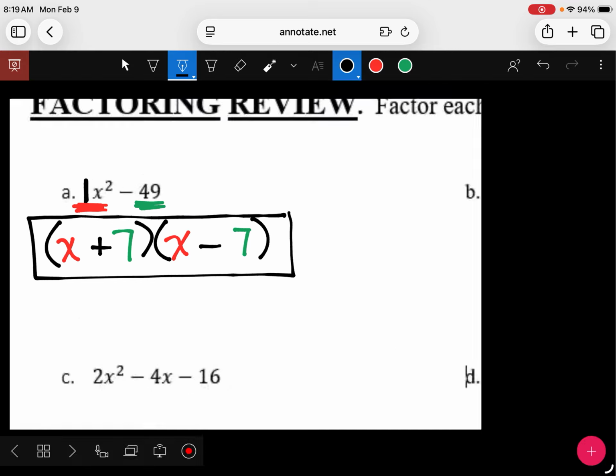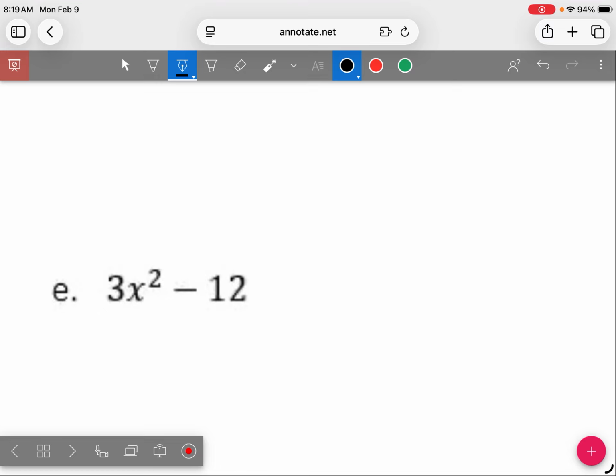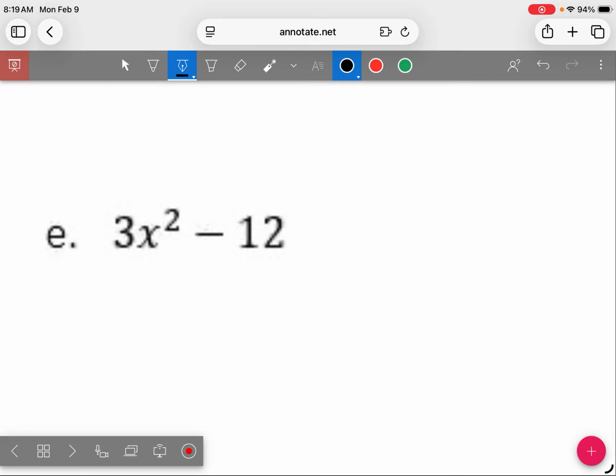All right, so now let's go all the way down to E. E is also the difference of squares, except this one has a GCF. I can divide them by something first. So right now, it doesn't look like the pattern. But what number can I divide into 3 and 12?